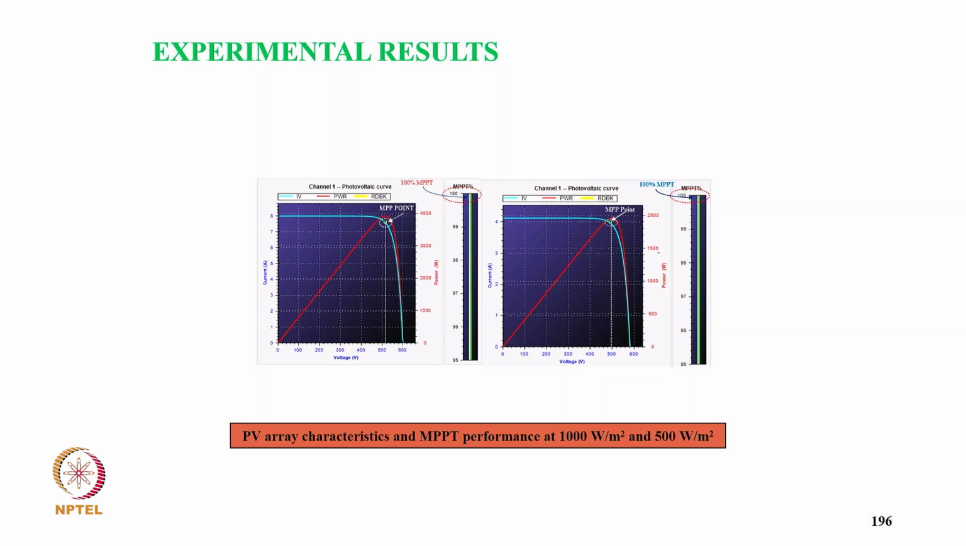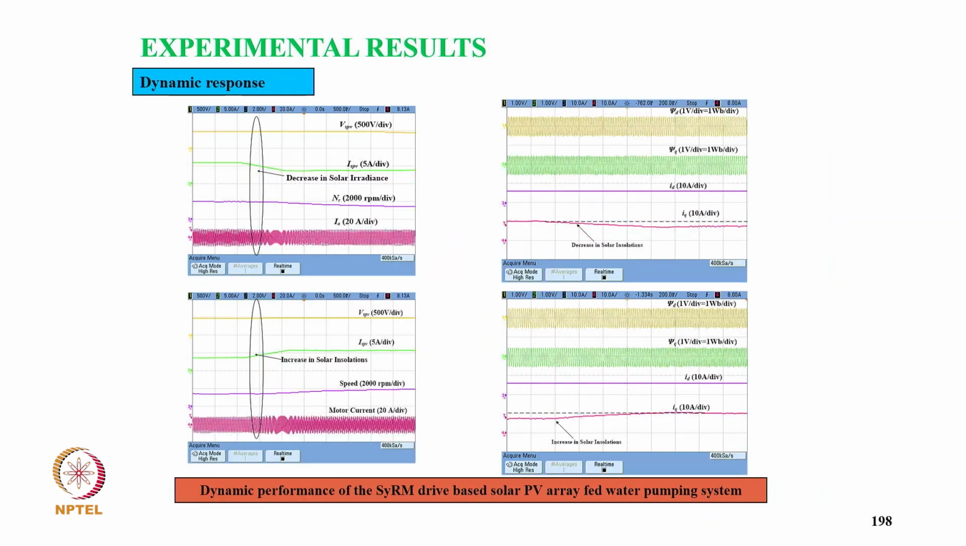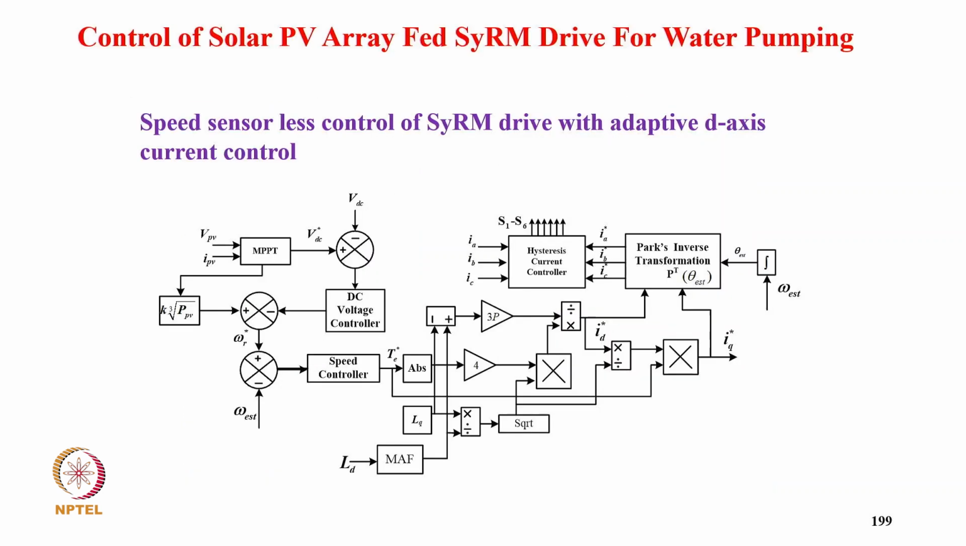And this is the MPPT performance at 1000 watt and 500 watt per square meter. And this is the starting performance. During starting we have open loop starting, then MPPT sensorless control, and then flux estimation psi D, psi Q, so it is a complete cycle. You don't have three phase currents, but you have psi D, psi Q as well as the position estimation. And then all this performance during solar insolation decrease and solar insolation increase.